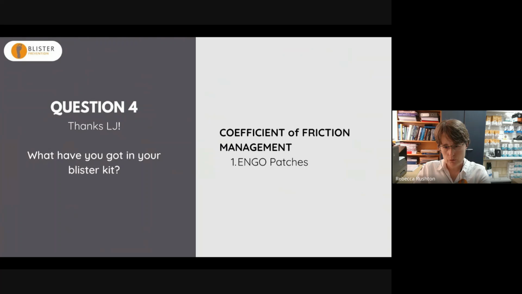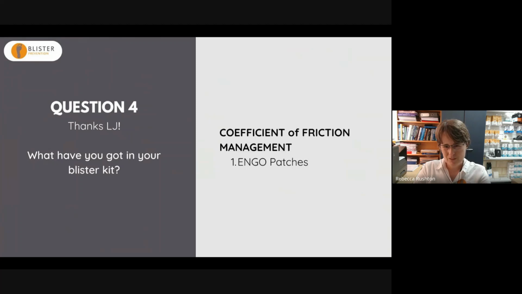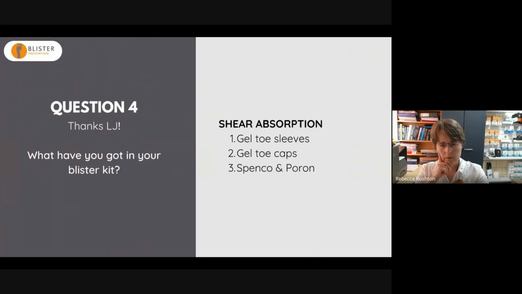If people want to use something else, let's say it rains and we can't use Engo patches because they need a dry surface to stick to, then people need to bring their own lubricants. I generally don't take lubricants, mainly because people have to reapply them so frequently and they need to do that in their own time when they stop, when I might not be at the race. Shear absorption, we use gel toe protectors and the Spenco and Poron.